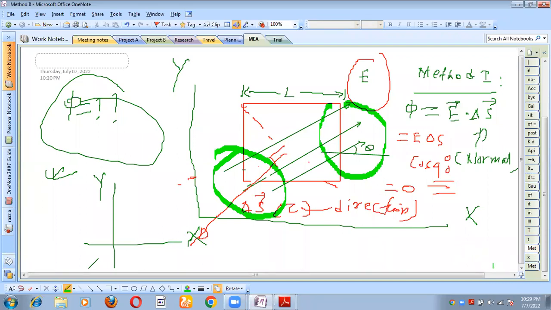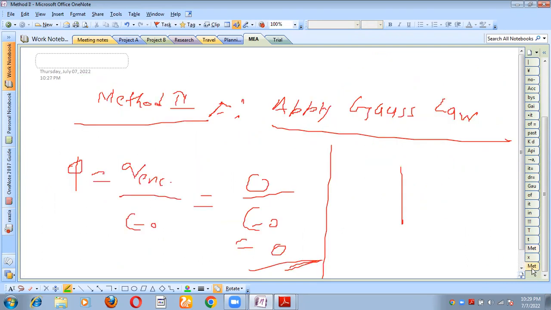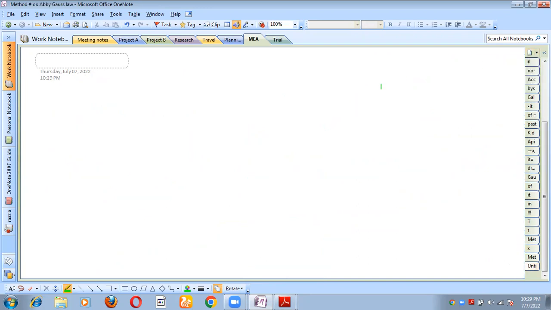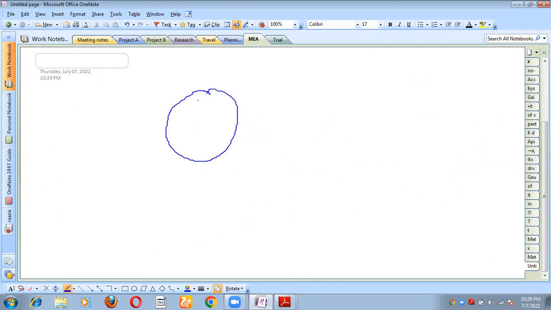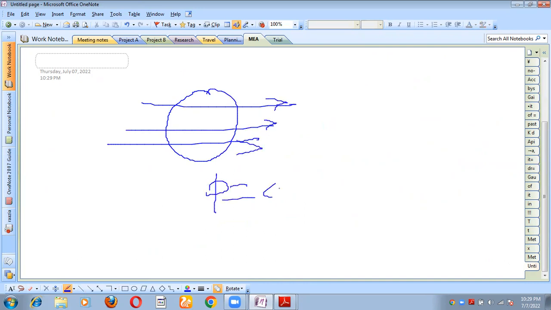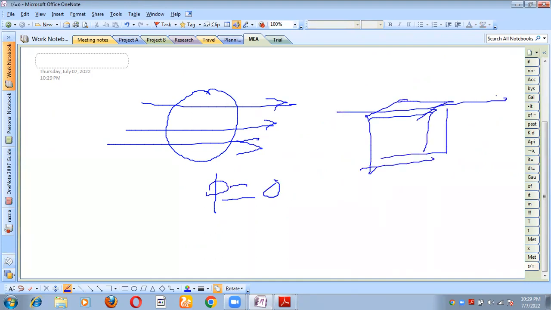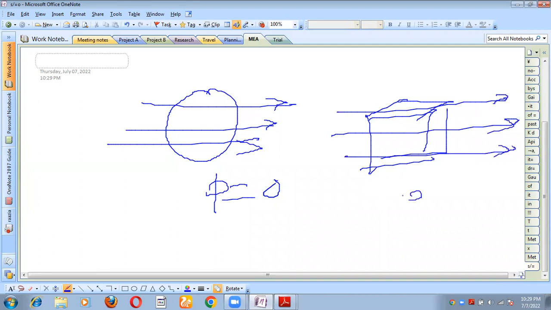So without solving or going through any calculation, you can directly say that whenever there is a closed surface, flux will always be 0. It doesn't matter what the shape of the surface is. If there is a uniform electric field, flux will also be 0. Or if it is a cube placed in a uniform electric field going like this, in this case also flux will be 0. So whenever there is a closed surface placed in a uniform electric field, flux will always be 0. All of you got this point?